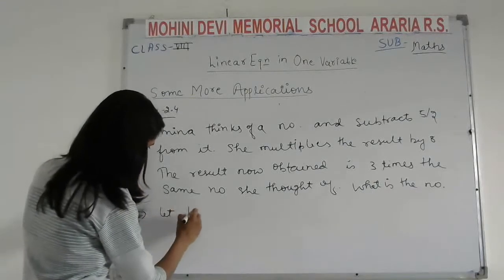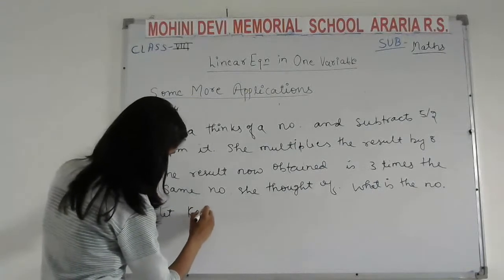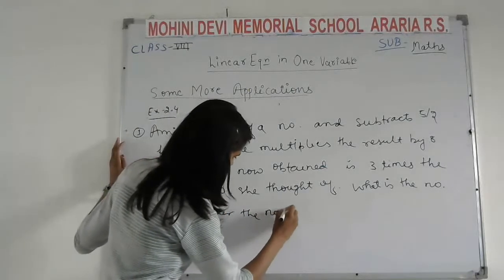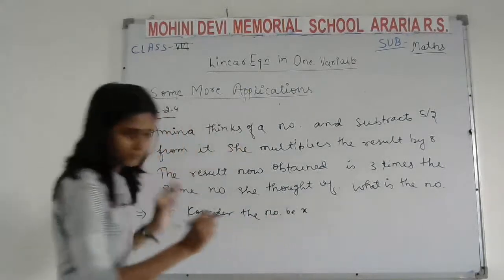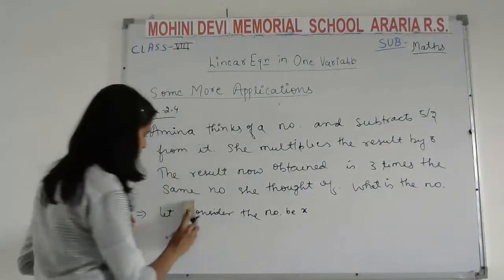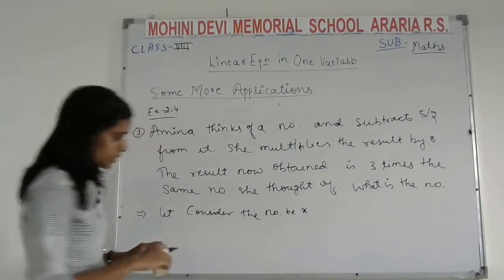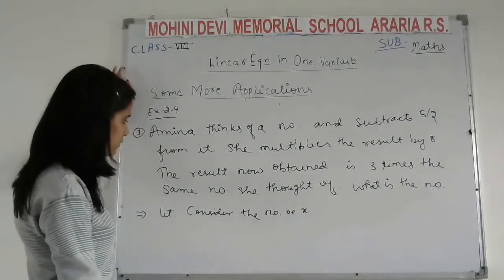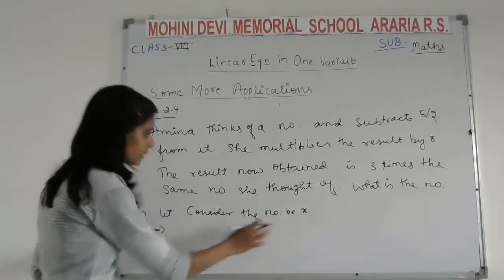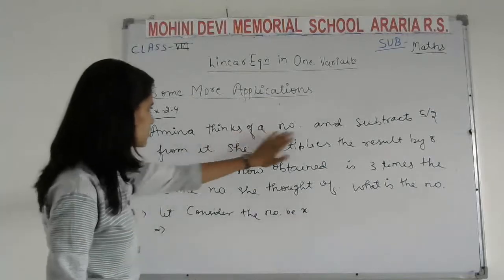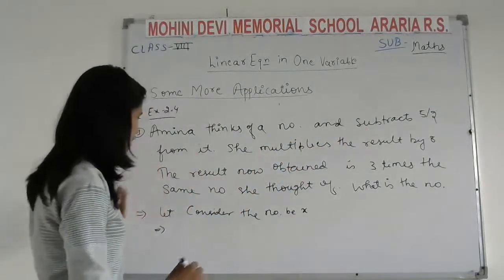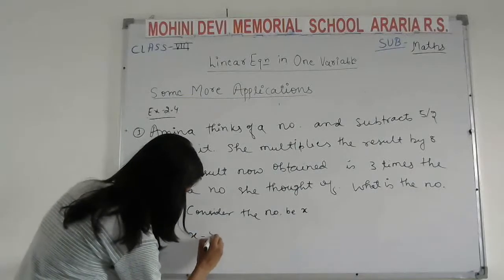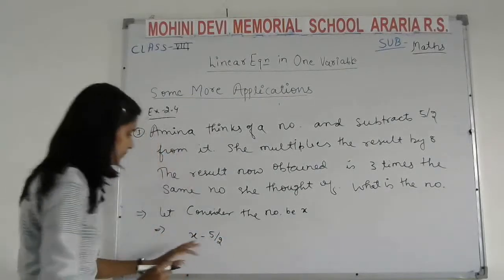So first, let's consider the number to be x. Since you have to form an equation in x, for every question, whatever the question is asking for, we will consider it as some variable x. Amina thinks of a number and subtracts 5 by 2 from it. What is the number she thinks of? It is x, and 5 by 2 she subtracts.